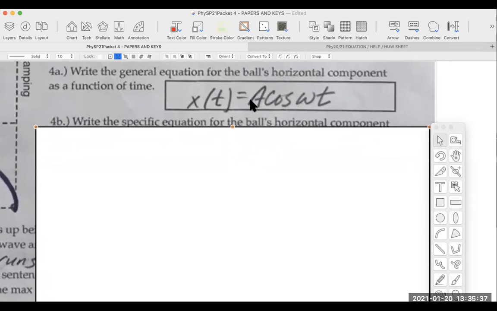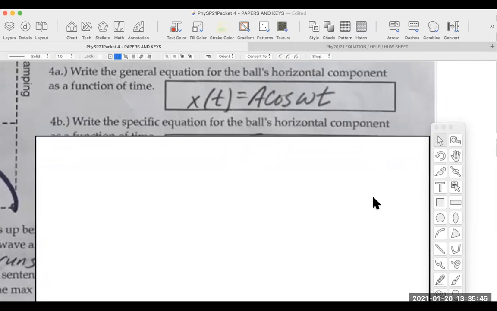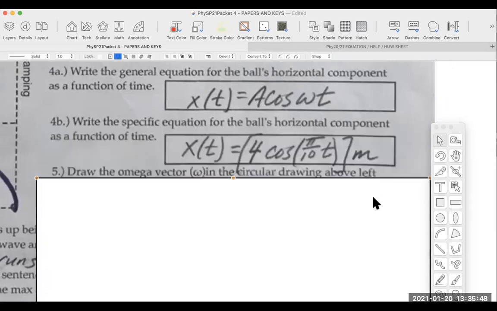Now in class it was 2, so I know that's going to freak them out. But in here it's 4. And then omega is still the same. It didn't change. So your amplitude is 4. So for the x position, 4 cosine pi over 10 t. And I was being lazy here. I made them in class show the units here and show the units here.